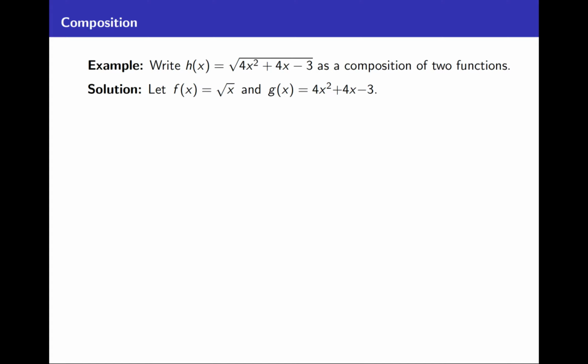One solution might be the following. Let f of x be the square root of x. So f is the rule that says whatever gets plugged into it, you take its square root. And then let g of x be the polynomial 4x squared plus 4x minus 3. If we do that, our function h of x is f composed with g of x.